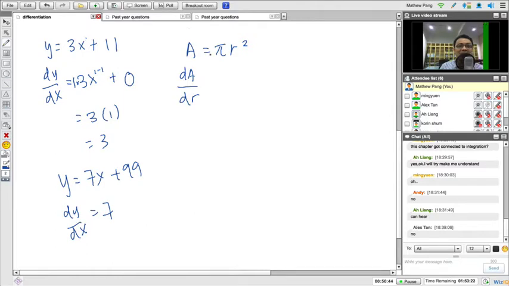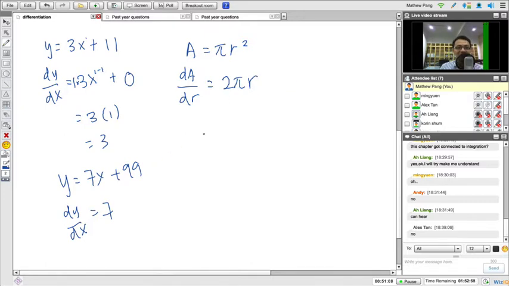Alright, so what happens if you differentiate this one? A equals pi r squared. If you differentiate this one, same thing. I will move the 2 in front, so 2 will multiply with pi. Pi is just a number. So here I actually will get 2 pi r. Okay, this is power of 2, right? 2 minus 1 is 1. So this is what happens after I differentiate this one. I will get 2 pi r.